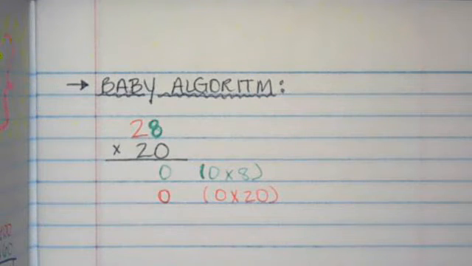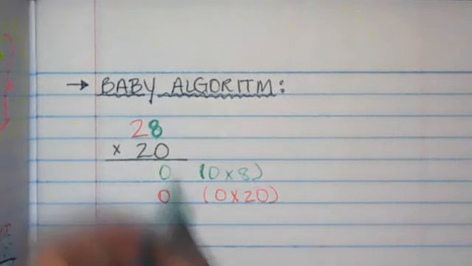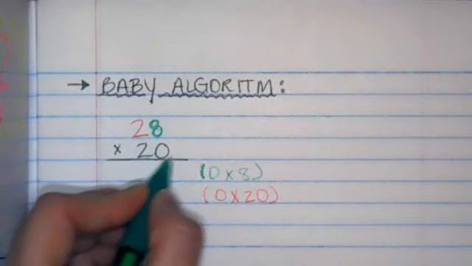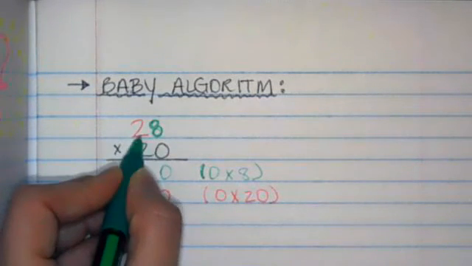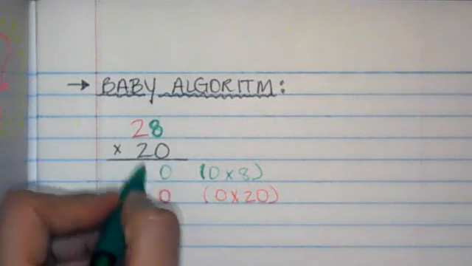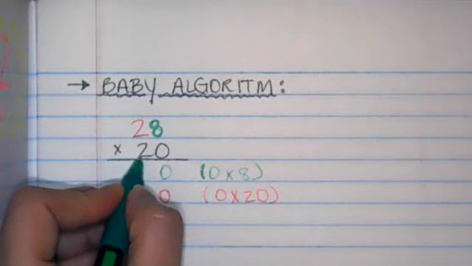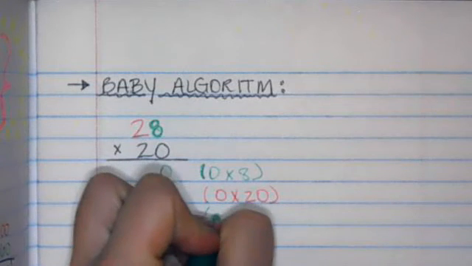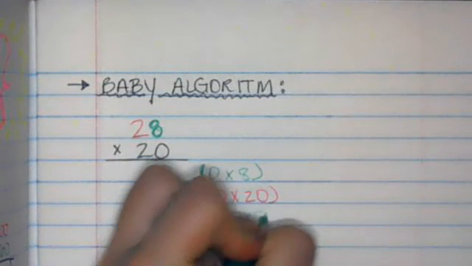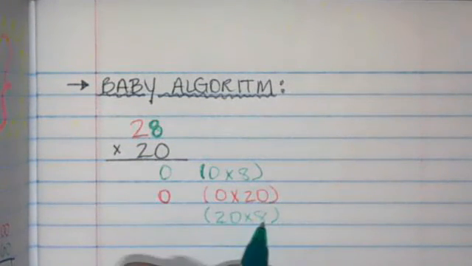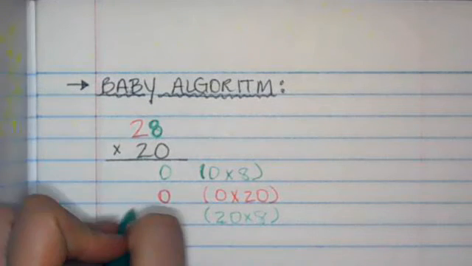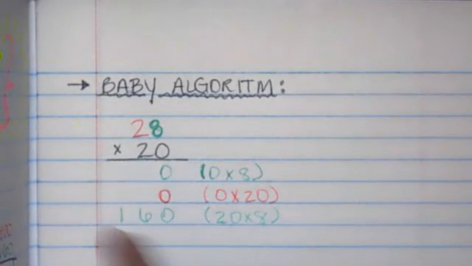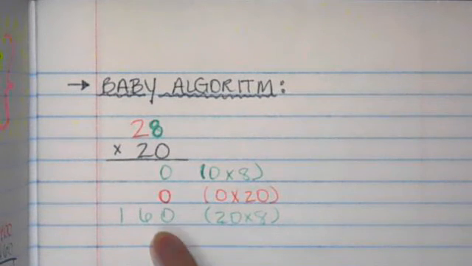Now we are going to multiply the 2 in the tens place. We have already exhausted this 0. We've multiplied it by both digits in the places that we have. So I'm moving over to the 2 in the tens place, and that would be 20. So what is 20 times 8? 2 times 8 is 16 with the 0 on the back. That is 160. Be sure that you are honoring the place value.